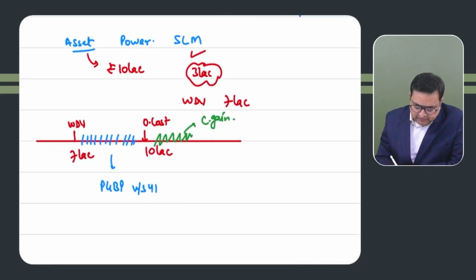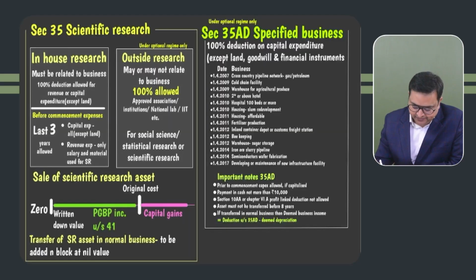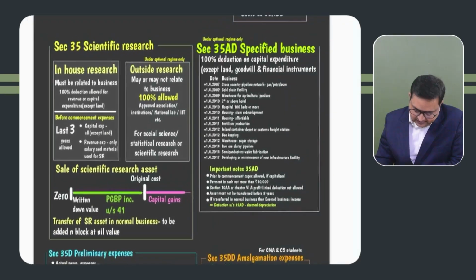See, there the WDV would be zero. Why zero? Because 100% reduction you would have claimed in section 35. So there would always be a profit area. So from zero till original cost, it would be PGBP income. Over and above original cost, it would be the capital gain. It would be same treatment for scientific research.